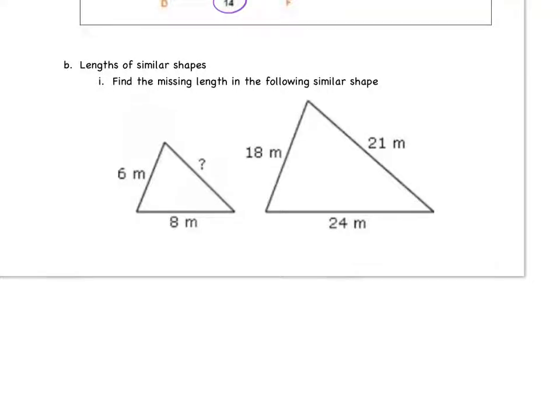So if we have a similar shape, which means all the angles are the same, we want to find the missing length. So 6 to go to 18, we'll take 6 by 3 to get to 18. 8 by 3 to get to 24. So what by 3 will get us to 21, and that would be 7 meters. So the missing length would be 7 meters. And this brings us to the end of section 5, geometry.